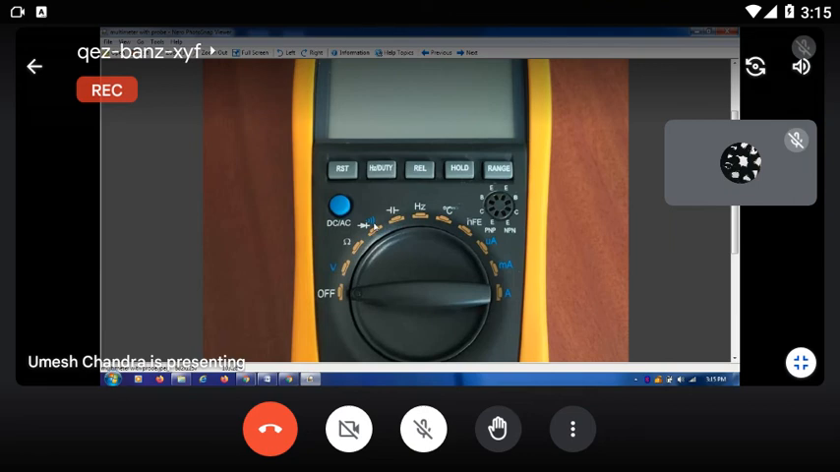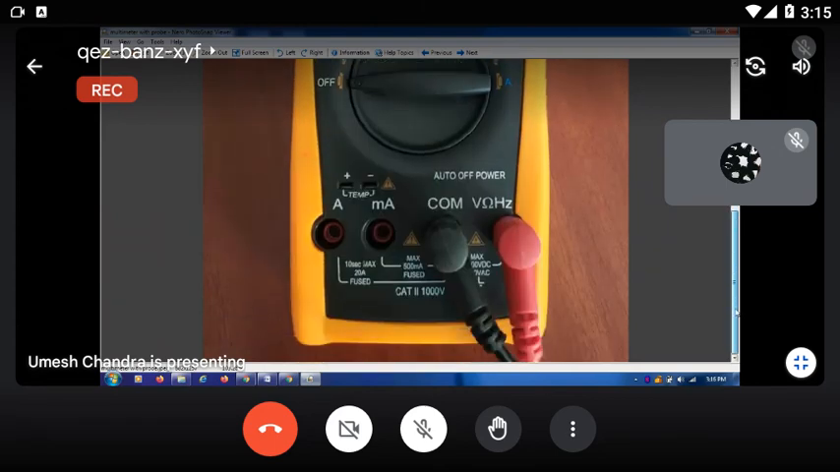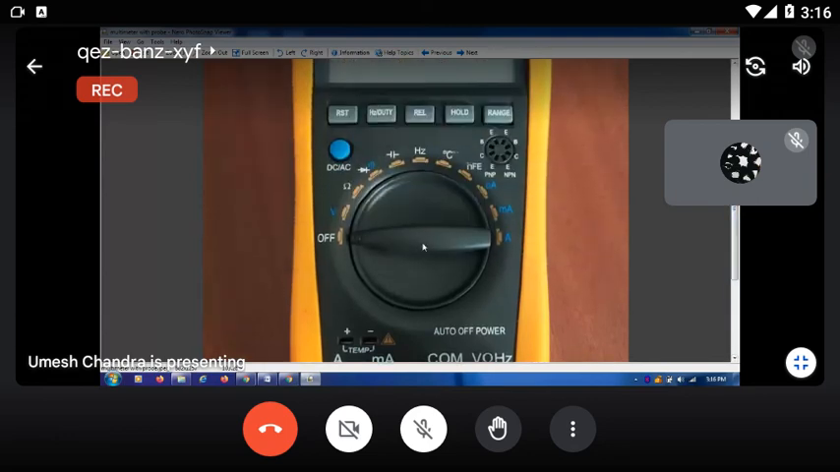Then another is continuity testing. Suppose this multimeter has two leads or two probes, but you don't know whether the leads are working properly or not. Then how do you verify the two leads are working properly? In that case, what will you do? First you vary the rotary switch and select the continuity testing range, otherwise the diode range. You first select that. Then after that you press the DC/AC button.